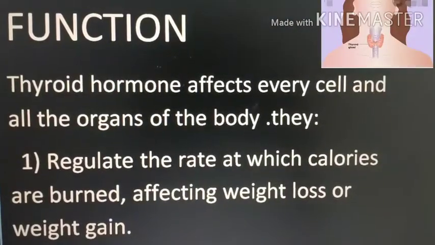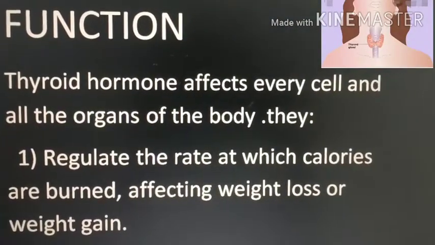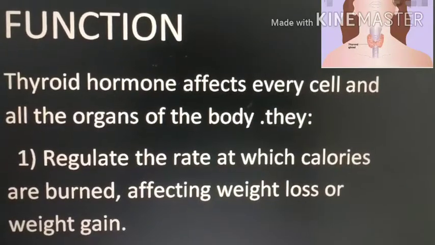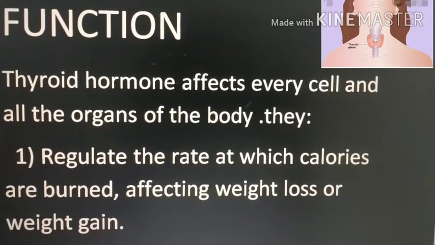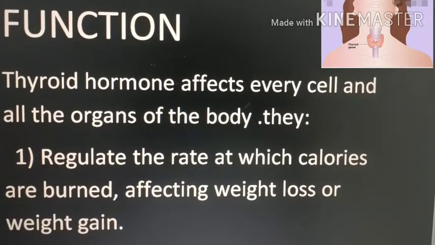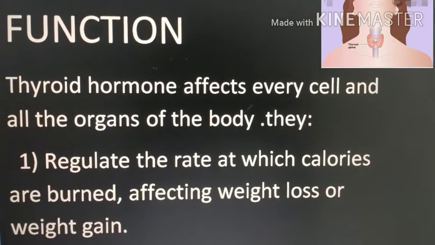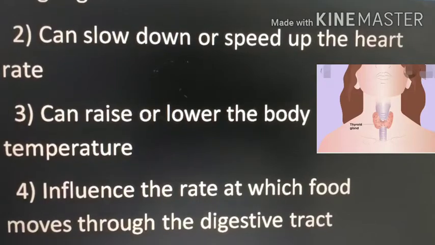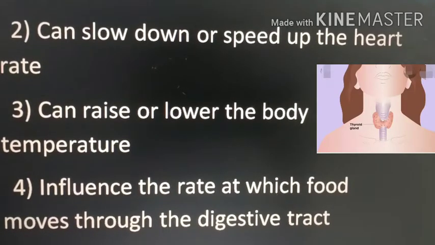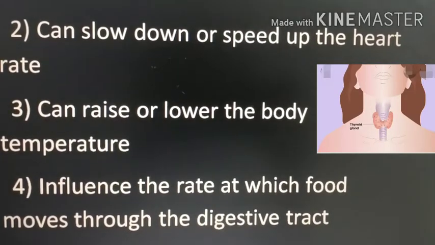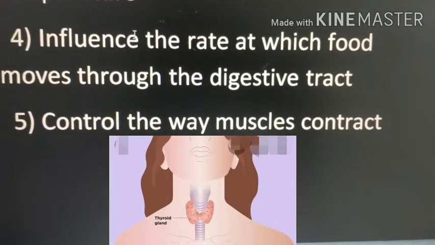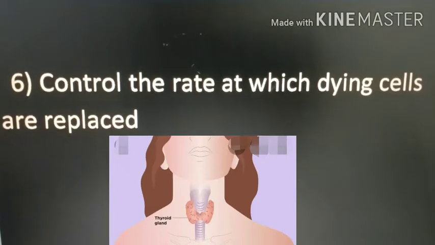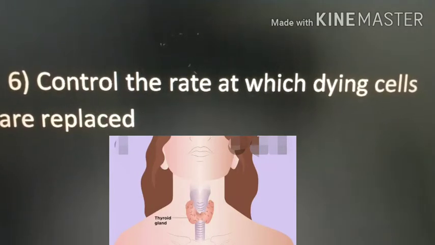So next is function. Thyroid hormone will affect every cell and every organ of the body. They regulate the rate at which the calories are burned, affecting weight loss or weight gain. This can slow down or speed up the heart rate, can raise or lower the body temperature, influence the rate at which the food moves through the digestive tract, and control the way the muscle contracts. It also controls the rate at which the dying cells are replaced.